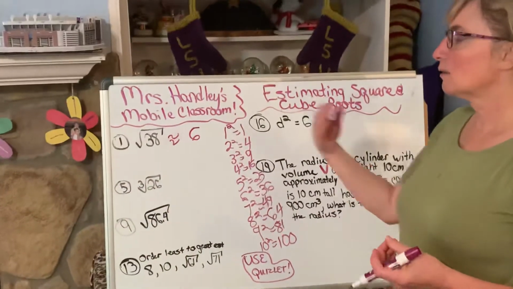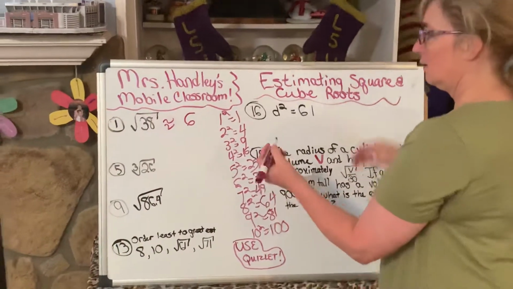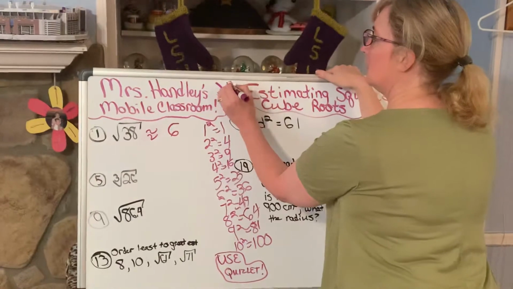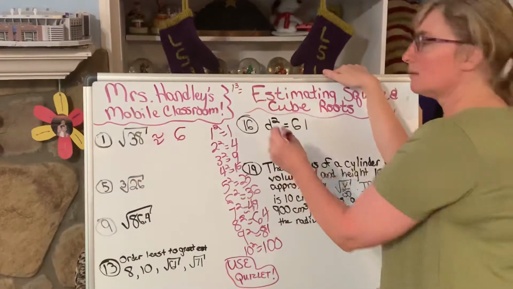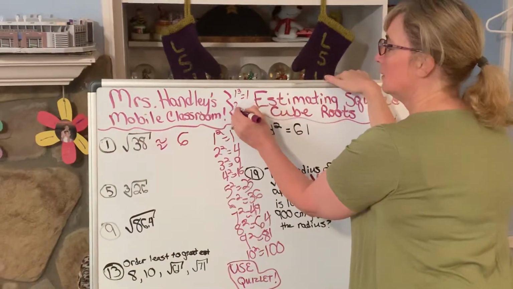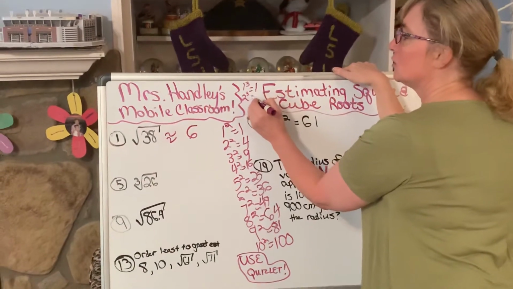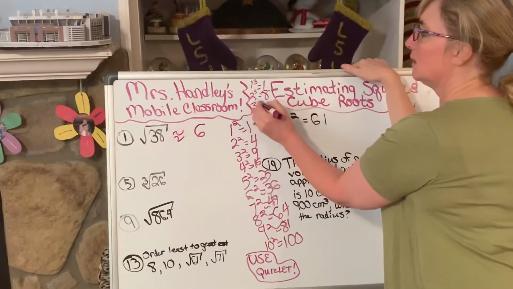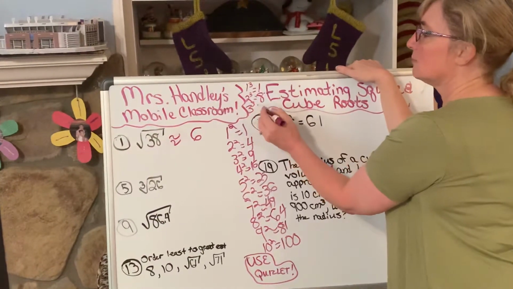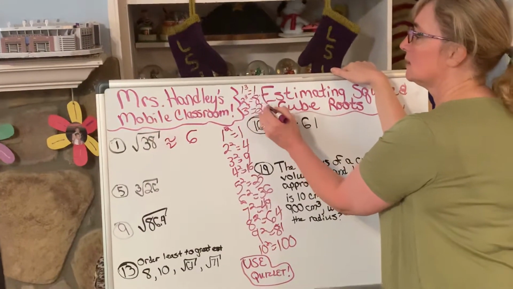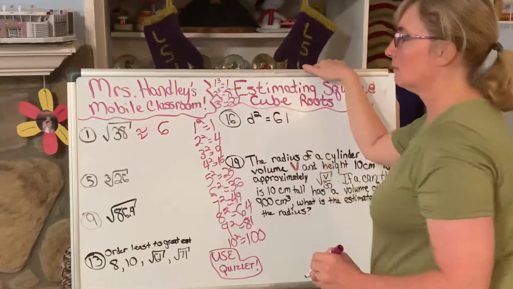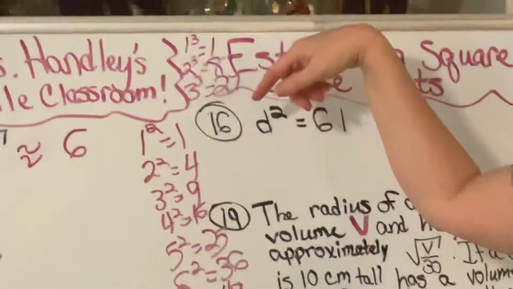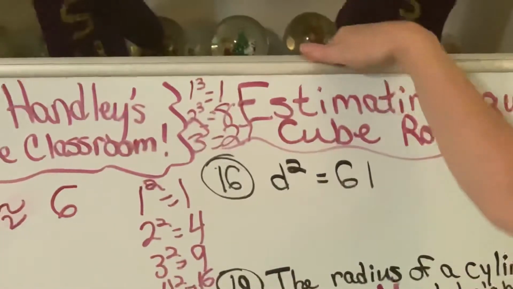Cube roots are the same way. We only need a few cubes. 1 times 1 times 1 is 1. 2 cubed is 2 times 2 times 2, which is 8. 3 cubed is 3 times 3 times 3, which is 27. Okay? That's as far as we need to go for this one, but you can go on to Quizlet and look up those perfect cubes.